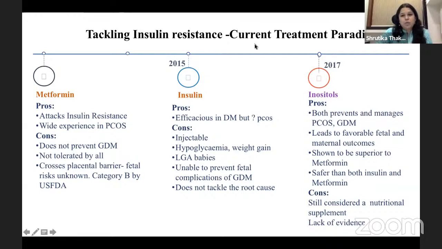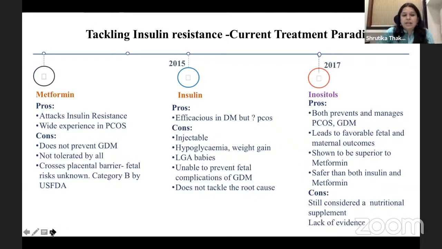We have more and more evidence on the use of inositols. It is definitely something which is suggested by scientists to be probably the more perfect kind of drug, because it not only prevents and manages PCOS and GDM, but it seems to be having a more favorable maternal as well as fetal outcome. The only drawback of inositol today is the lack of evidence. It is still considered as a nutritional supplement in the West.